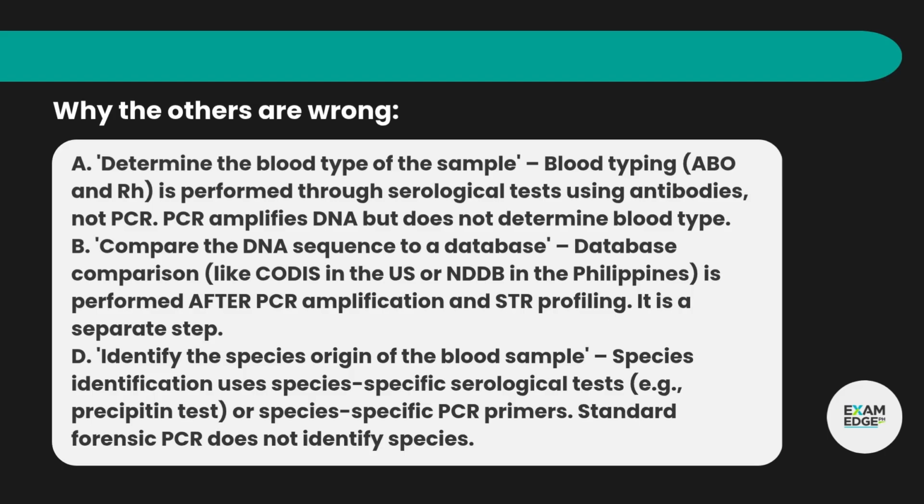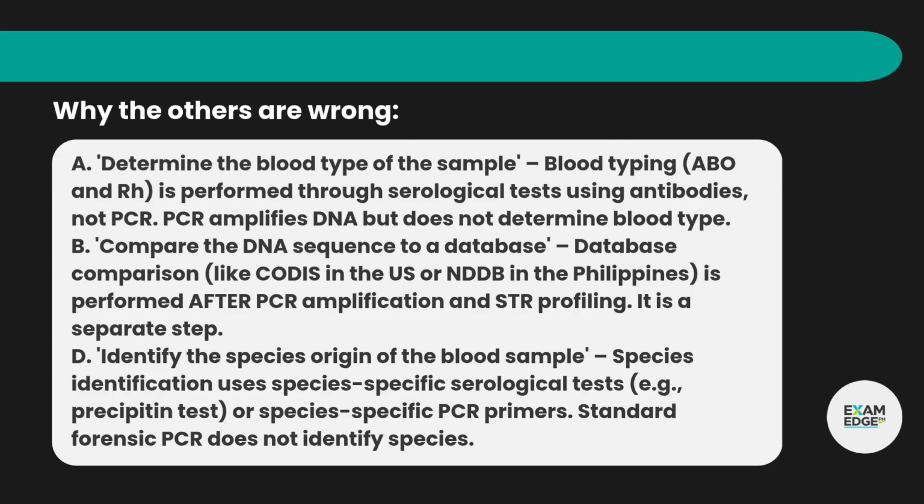Why the others are wrong. A. Determine the blood type of the sample. Blood typing, ABO and RH, is performed through serological tests using antibodies, not PCR. PCR amplifies DNA but does not determine blood type. B. Compare the DNA sequence to a database. Database comparison, like CODIS in the US or NDDB in the Philippines, is performed after PCR amplification and STR profiling. It is a separate step.